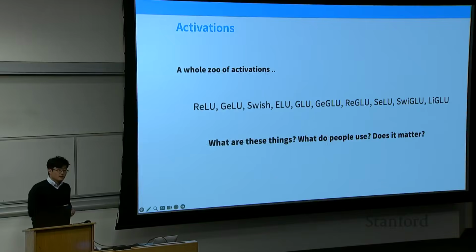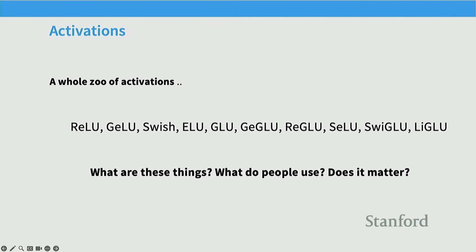Okay, so now there's this other component, which is the activations. And there is a whole big zoo of activations: ReLU, GeLU, Swish, LU, GLU. And then, these aren't activations, there are different kinds of MLPs: GeGLU, ReGLU, CELU, SwiGLU, and LiGLU.